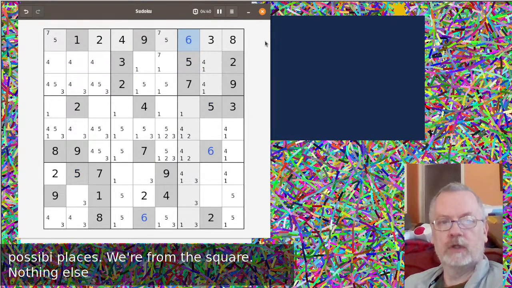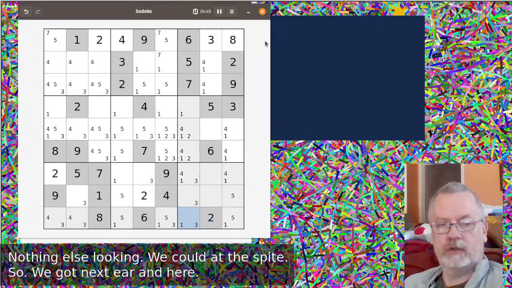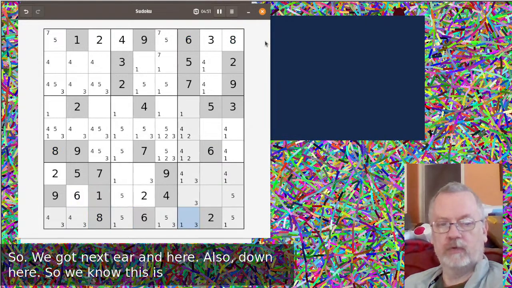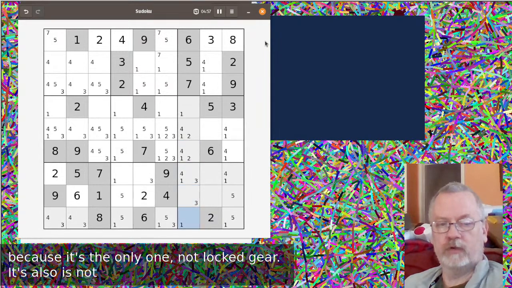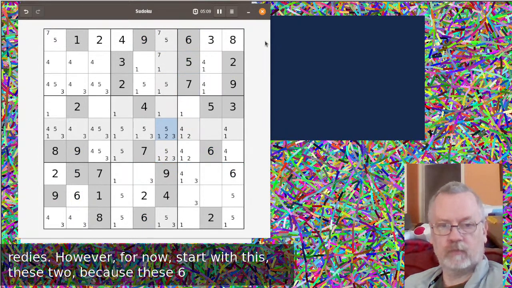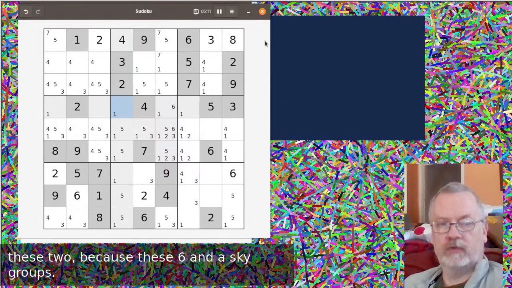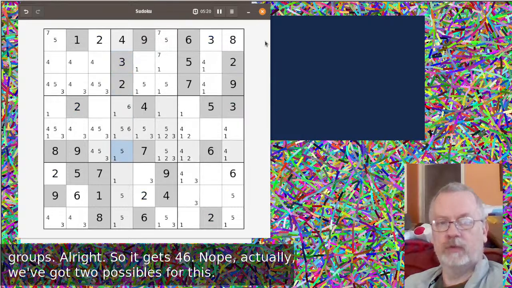So we've got a 6 here and here, also down here. We know that this is going to be a 6 because it's the only one not blocked over here. This also is not going to be a 3. One of these two is going to be a 3. However, for now, what we're concerned with is one of these two is going to be a 6, and it's going to be this one. This is a 6 up here. All right, so we've got 4 possibles for 6s. Nope, actually, we've got 2 possibles, because these two block anything in this row.